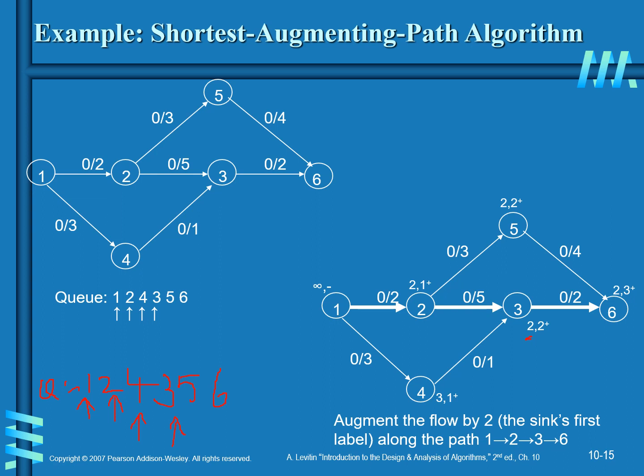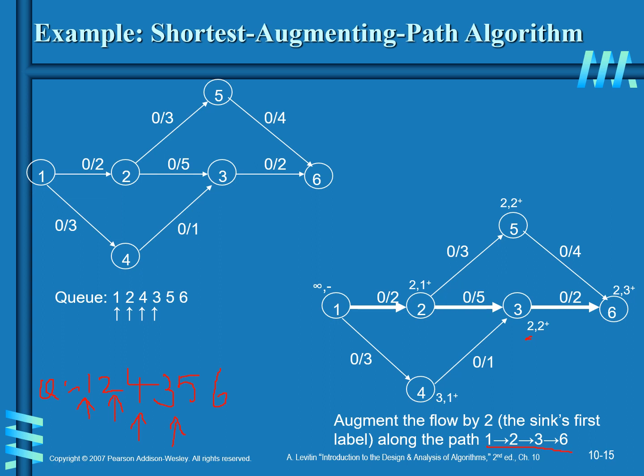So we have to start with this sink. Okay, 6. What is its second label? You look at the second label, 3. Okay, you have to come here. What is its second label? 2. Come here. What is its second label? 1. Okay, so this is the shortest augmenting path, that is 1 to 2, 2 to 3 and 3 to 6, since all are forward.